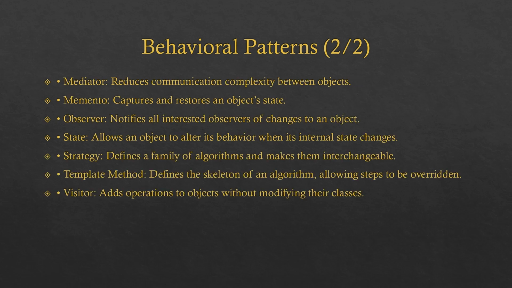The mediator pattern reduces communication complexity between objects, while the memento pattern captures and restores an object's state. The observer pattern notifies all observers when an object's state changes. The state pattern allows an object to alter its behavior when its internal state changes, and the strategy pattern defines a family of algorithms, making them interchangeable.